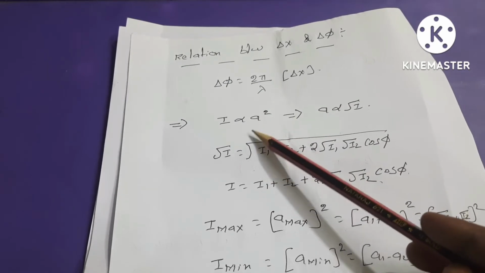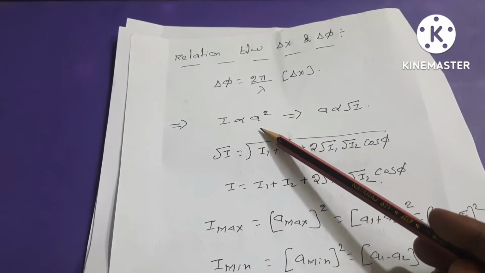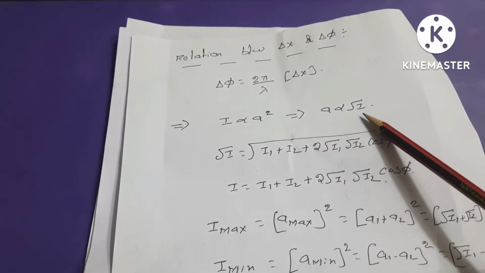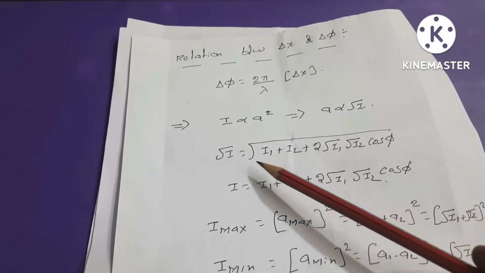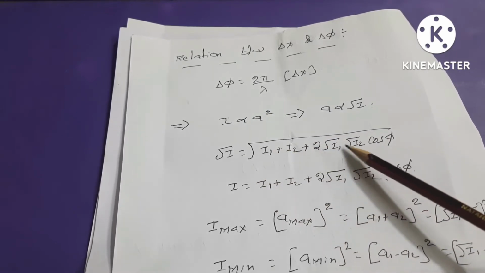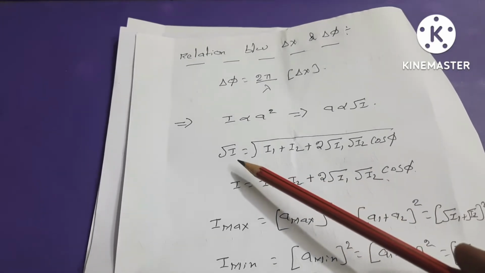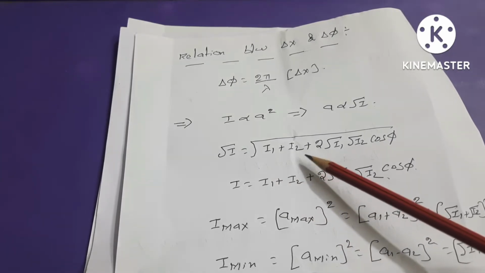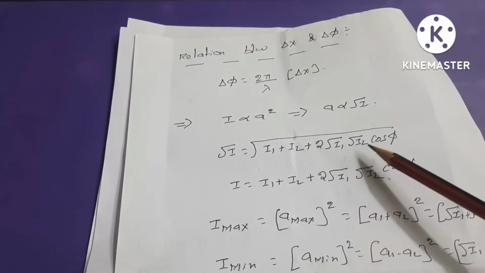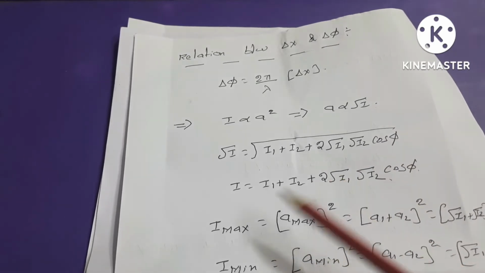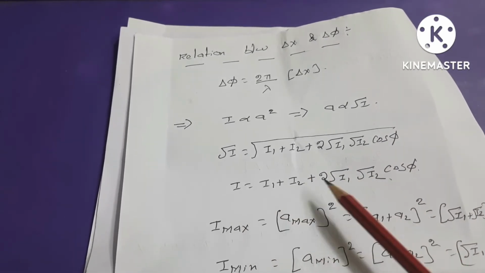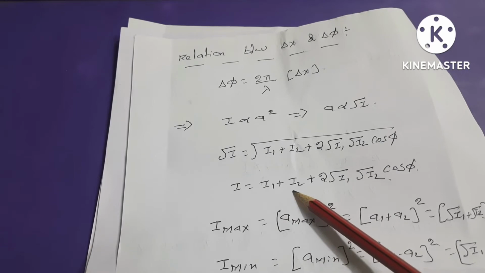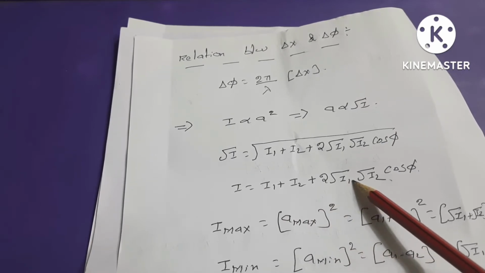Then what is the relation between intensity and amplitude? Intensity is directly proportional to amplitude square, so amplitude is directly proportional to under root I. Just now we wrote a equals under root a1 square plus a2 square plus 2 a1 a2 cos phi. So instead of a we write under root I, instead of a1 square we write I1, and instead of a2 square we write I2. Taking the square on both sides, the under roots cancel. So I equals I1 plus I2 plus 2 under root I1 I2 cos phi.